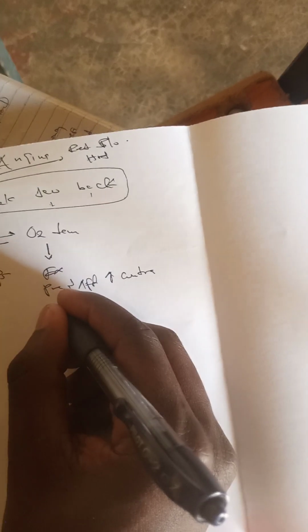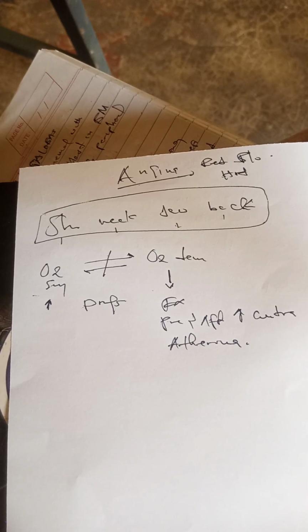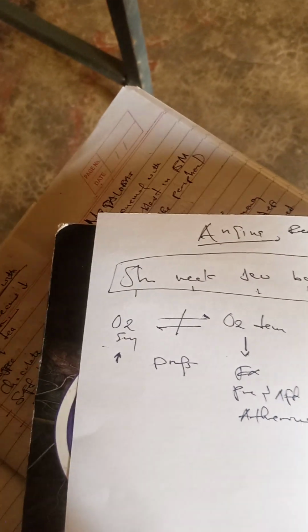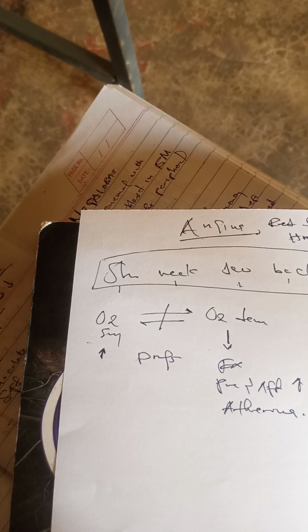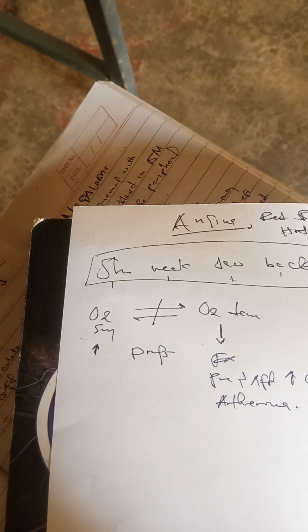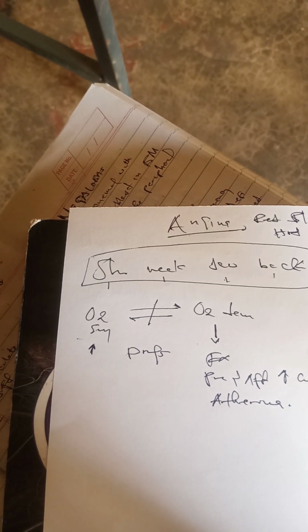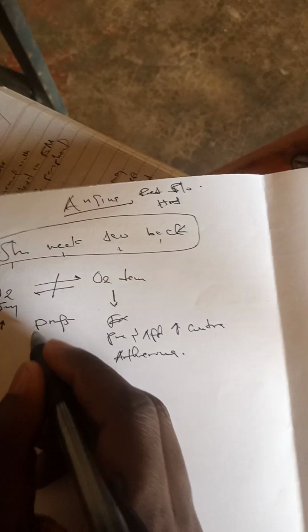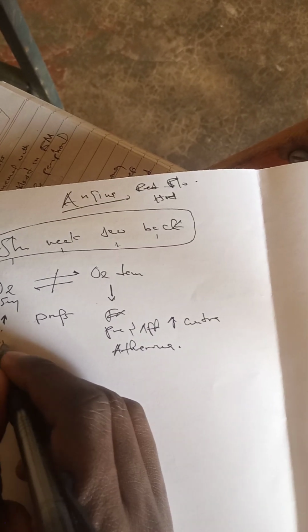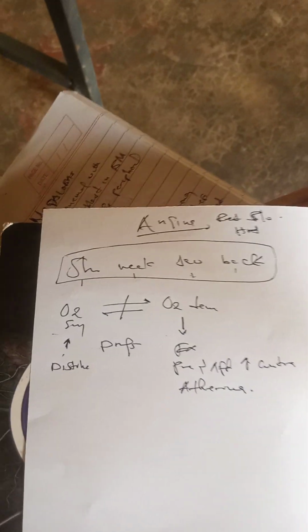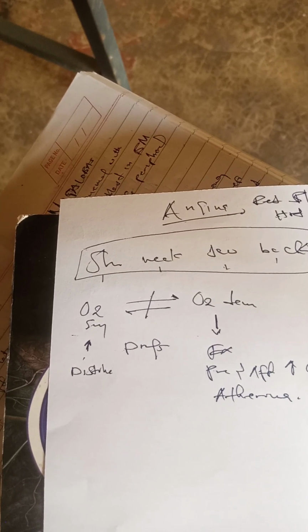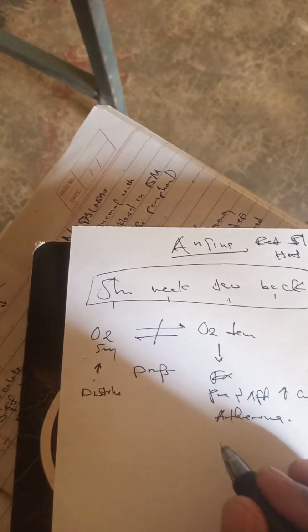Besides that, even in atheroma, the activities that are reducing oxygen supply. The activity that is increasing oxygen supply is just diastole. Diastole is increasing blood supply, while atheroma is reducing it.